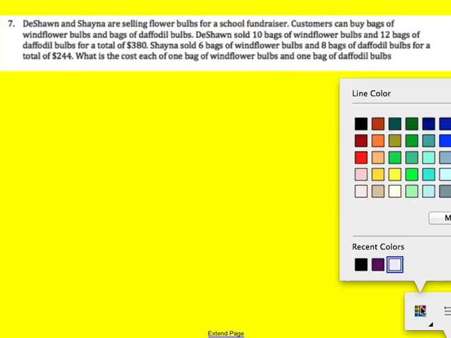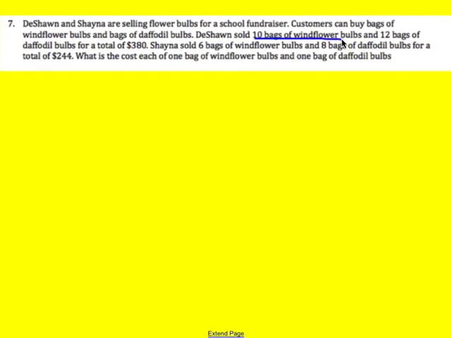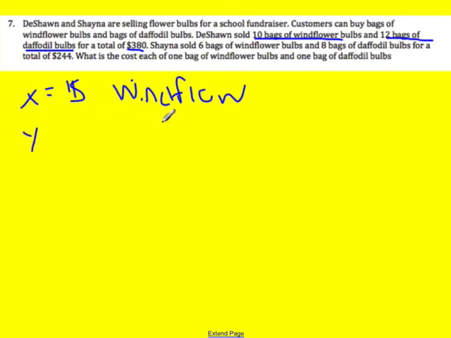Taking a look at number 7, let's go ahead and write out this word problem. Deshawn and Shauna are buying flower bulbs for a school fundraiser. Customers can buy bags of windflower bulbs and bags of daffodil bulbs. Deshawn sold 10 bags of windflower and 12 bags of daffodil for $300. So I'm going to let X represent the price of windflower, and I'm going to let Y represent the price of daffodil.